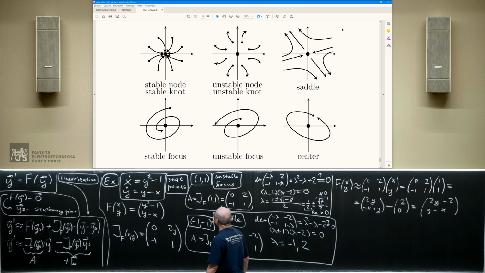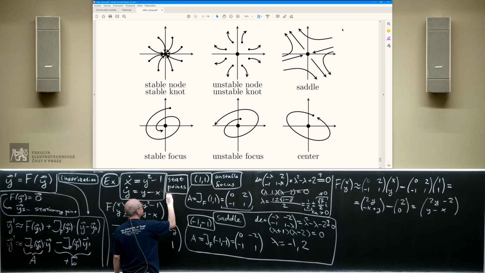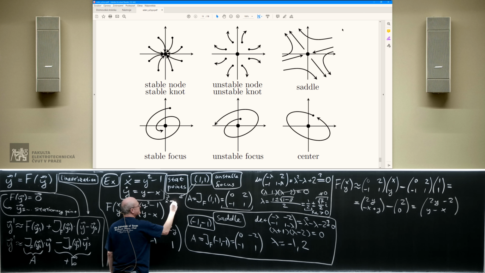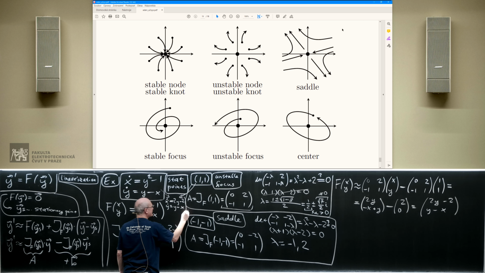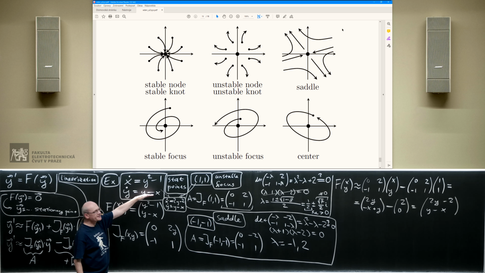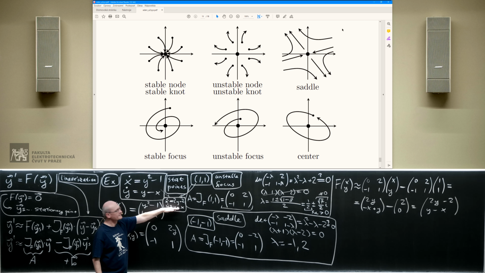Do I have some room over here? Yeah. Let's put it here. So for 1, 1, the linearization works like that. x dot is 2y minus 2, and y dot is y minus x. Now, I commented earlier that the second equation is linear, so the linearization just kept it. It just changed the first equation.